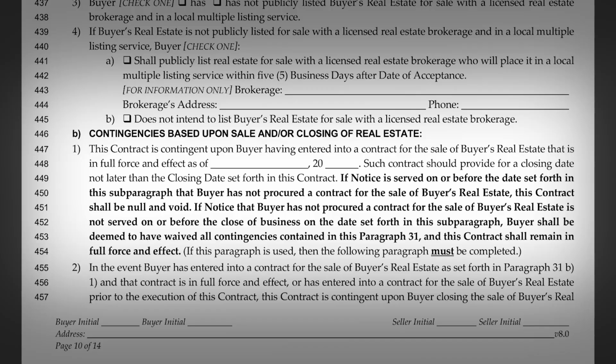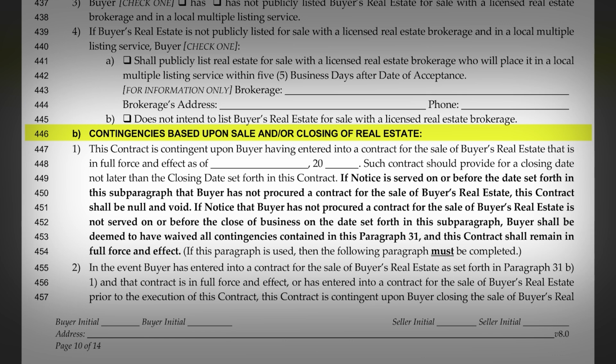Remember, sometimes they're moving from out of the area and it's going to be an agent out of the area and not you, their buyer's agent, listing that property. Subparagraph B under the sale of buyer's real estate talks about the contingencies on closing. Subparagraph A, which we just talked about, was all about making sure that property is sold. If it's not under contract yet, it's a contingency to sell. Paragraph B would be the rest of the information.